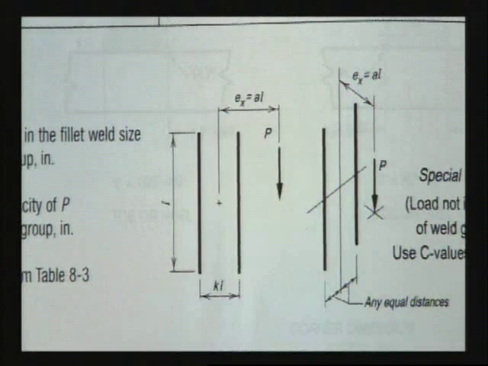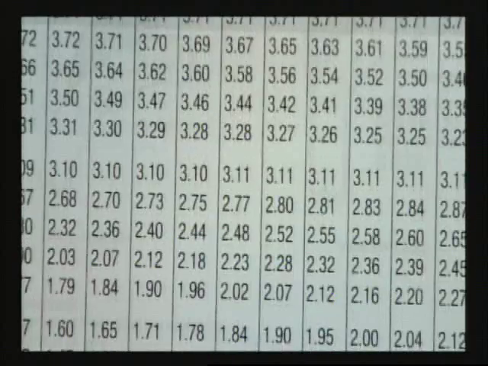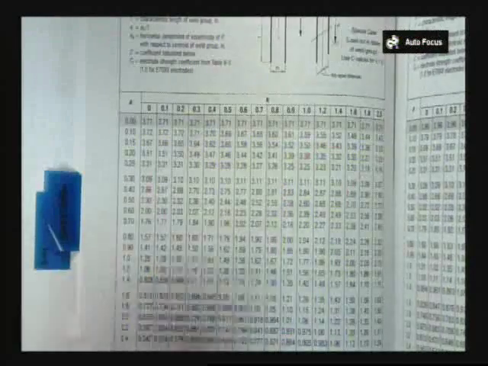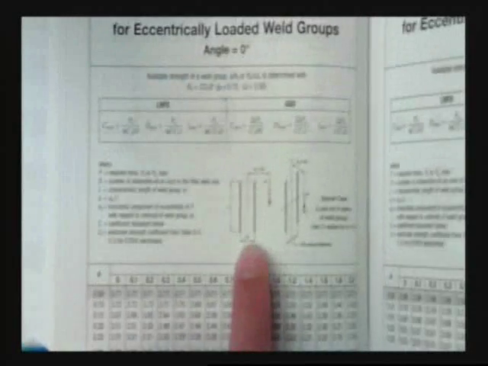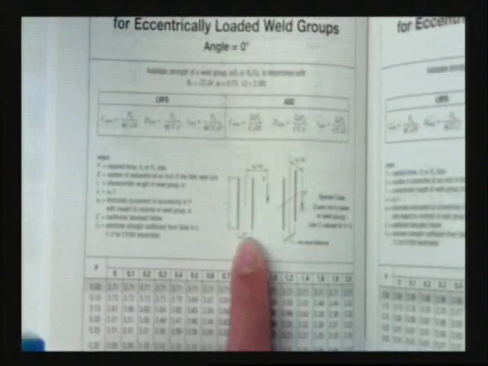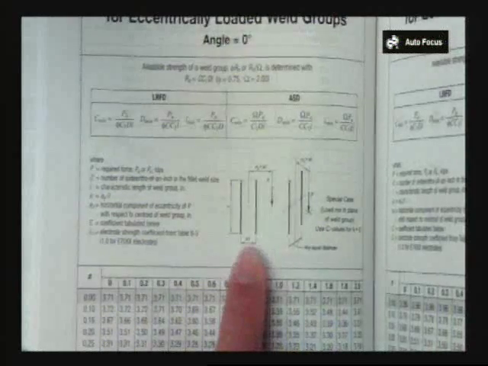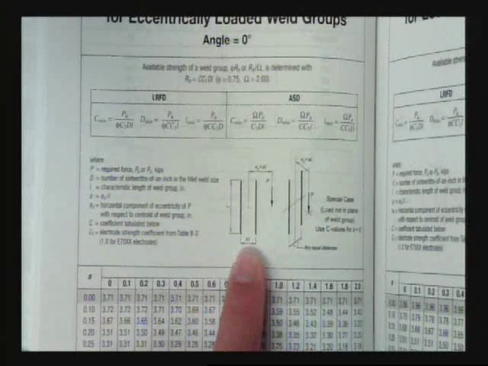Okay. We have A's down here. Then we have these things called K's down here, and these K's are in terms of the weld spacing. Okay?